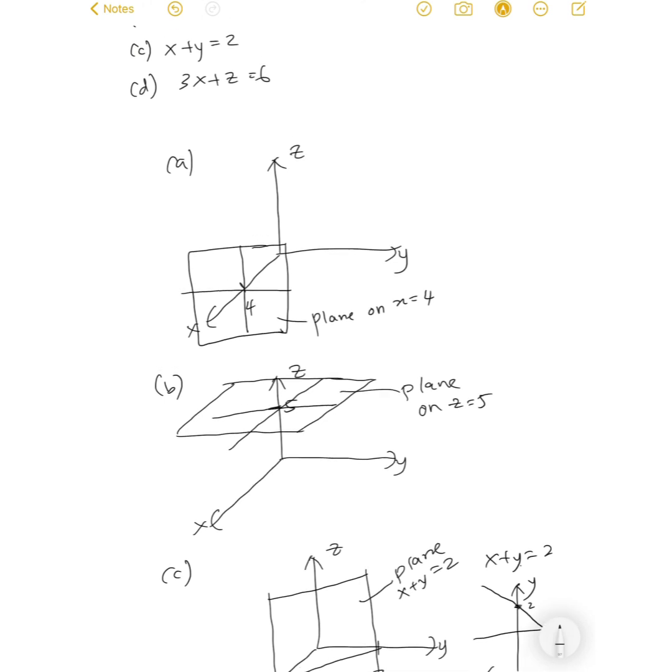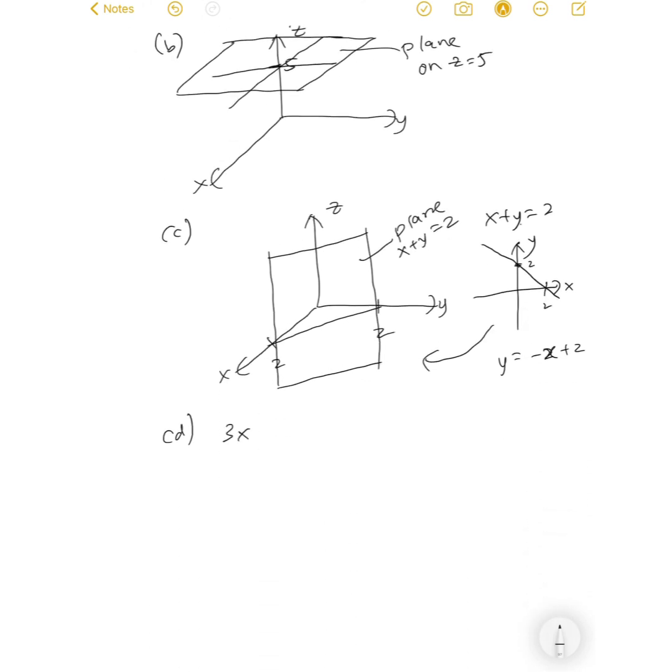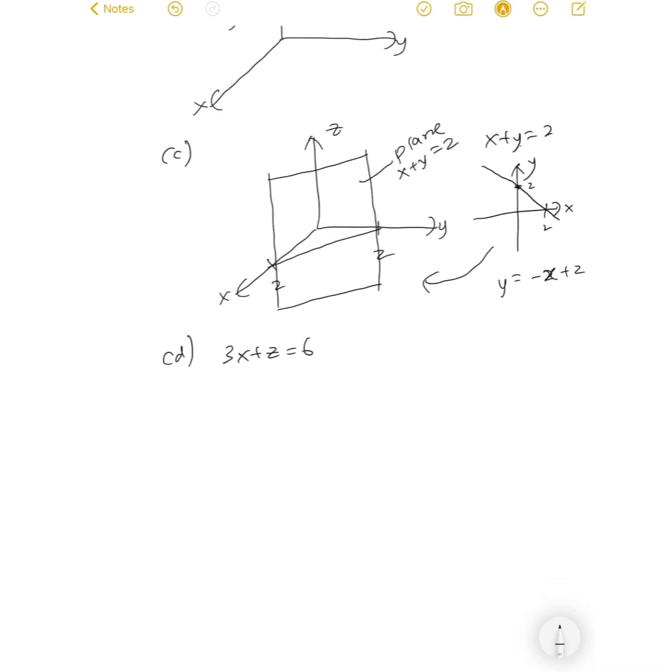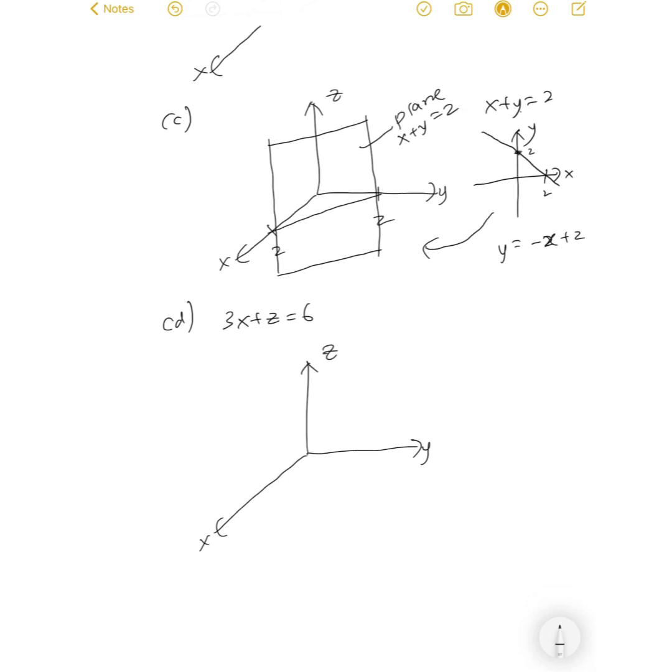Lastly, let's see 3x plus z equals 6. Okay, so when my x equals 0, my z will be 6. When my z equals 0, my x will be equal to 2. So I have a line like this. And then again, my line will be along the y-axis, because I have no value of y, which means my y will be arbitrary.